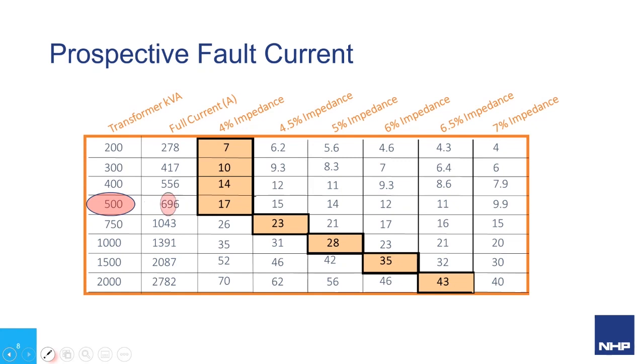we have around 700 amps nominal full load current of the transformer. Given a 4% internal impedance of the transformer, a maximum of 17,000 amps or 17 kA can flow into a three-phase bolted fault. The figures shown are levels available at the secondary supply terminals of that transformer. We can see here different levels of fault current available with different internal impedances and different sizes of transformer.